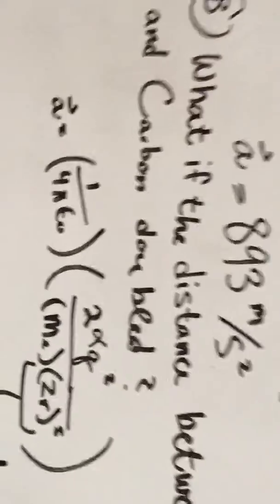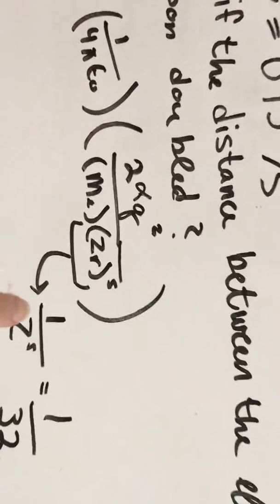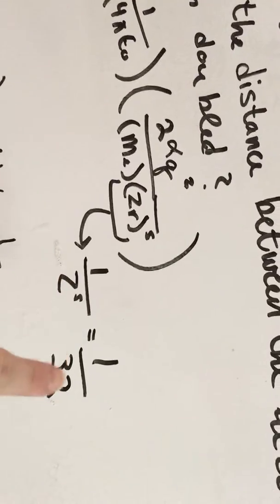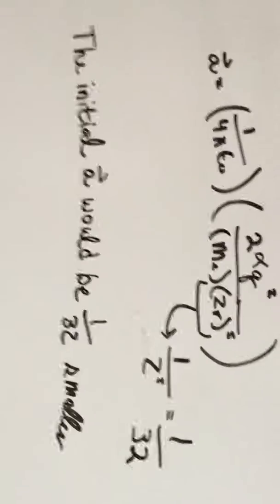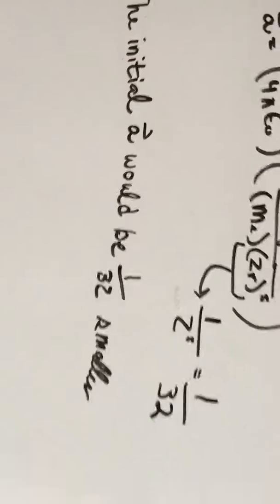So what I would do is I have my acceleration equation, and I just doubled the r. So whenever you actually multiply that out, you get 1 over 2 to the 5th, which is 1 over 32. So the initial acceleration would actually be 1 over 32, or a fraction, smaller due to that.